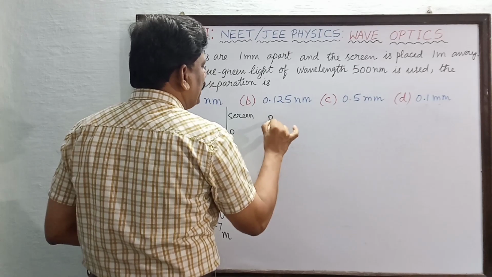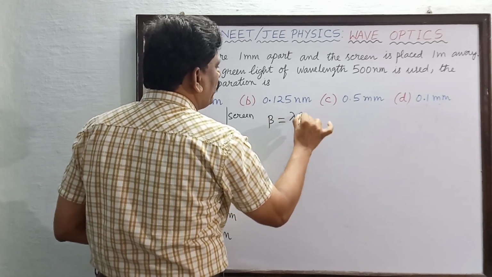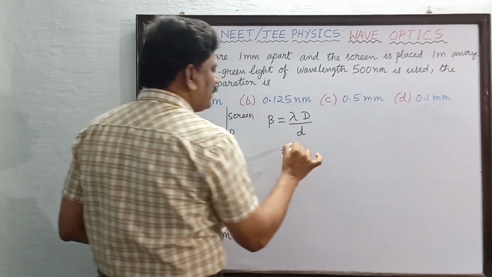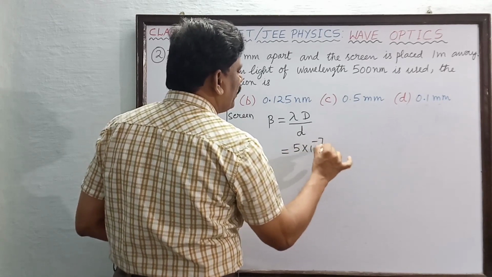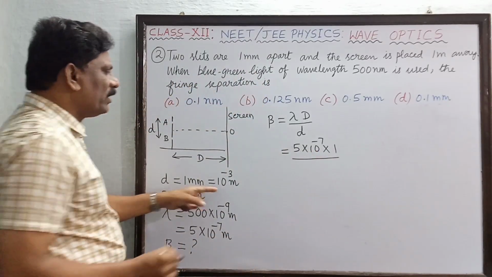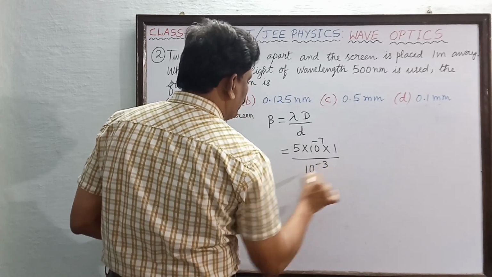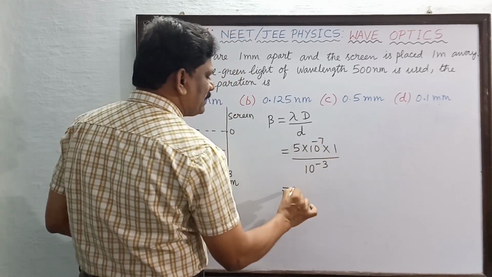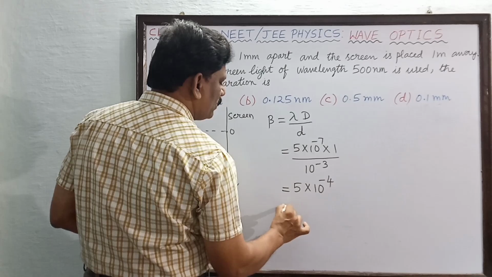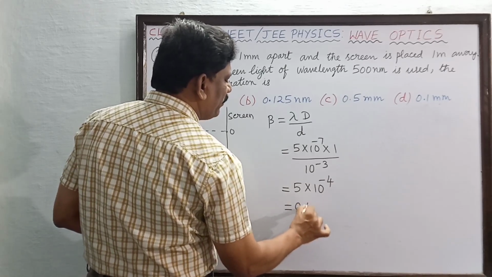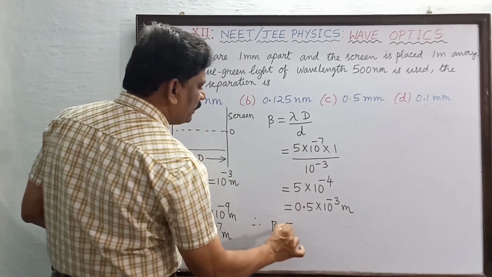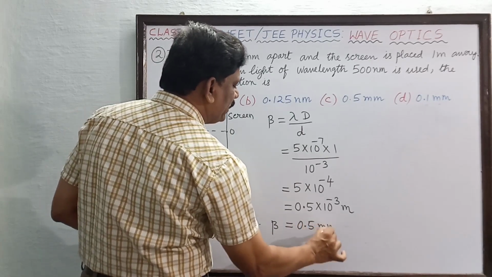So beta is equal to lambda into capital D divided by small d. It's direct substitution, that's all. So this is 5 into 10 power minus 7 into D, which is 1 meter, divided by small d. Small d is 1 millimeter, so this is 5 into 10 power minus 3. Here the 10 powers get cancelled. The remaining is 10 power minus 4. So this is equal to 0.5 into 10 power minus 3 meter. Therefore, beta is equal to 0.5 millimeter, which is the answer.